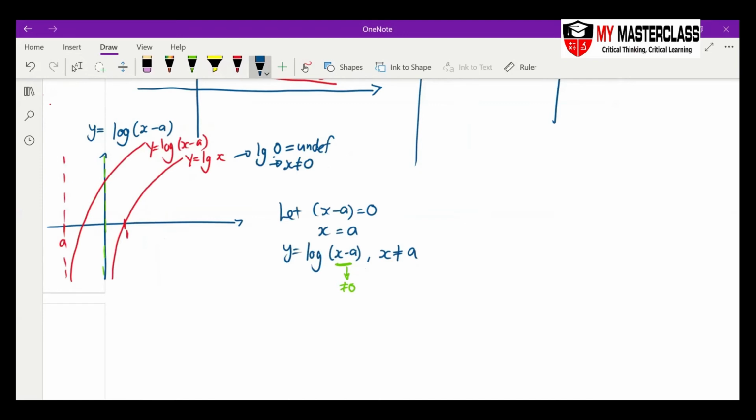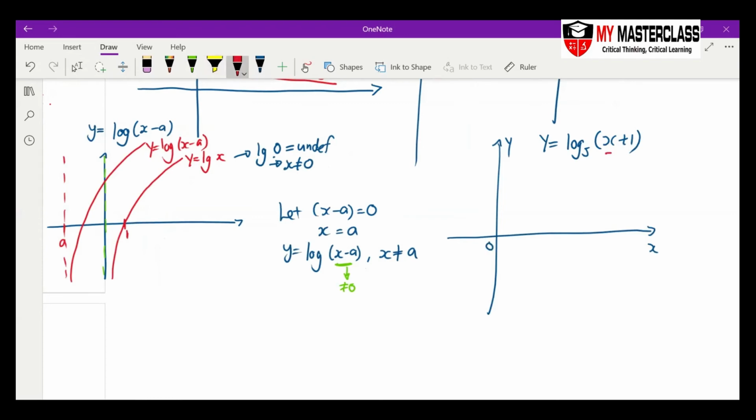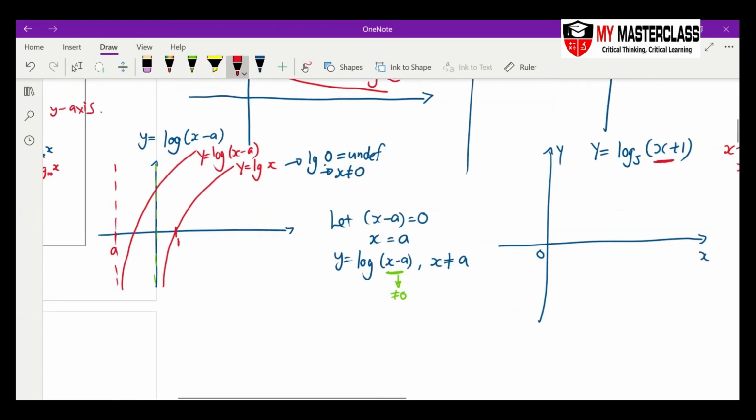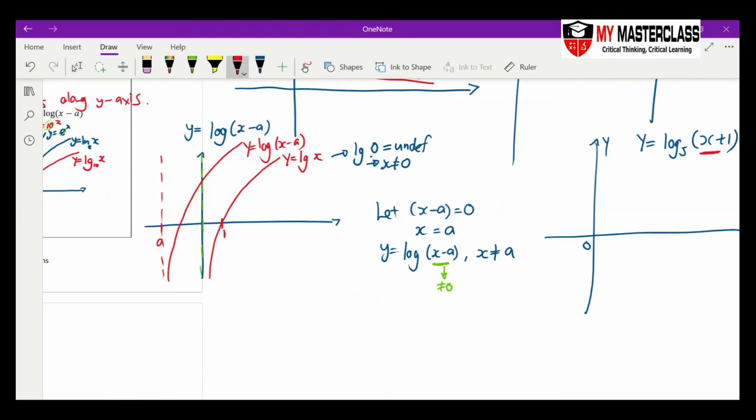Let me give you another example. This is Y, this is X. Let's say I have Y equals log base 5 of X plus 1. What is the first thing you do? Check inside the bracket. There's a bit of a mistake here, because let's assume A to be positive. Then in this case, A should actually be here, then the dotted line should be here, and then it should go up here.